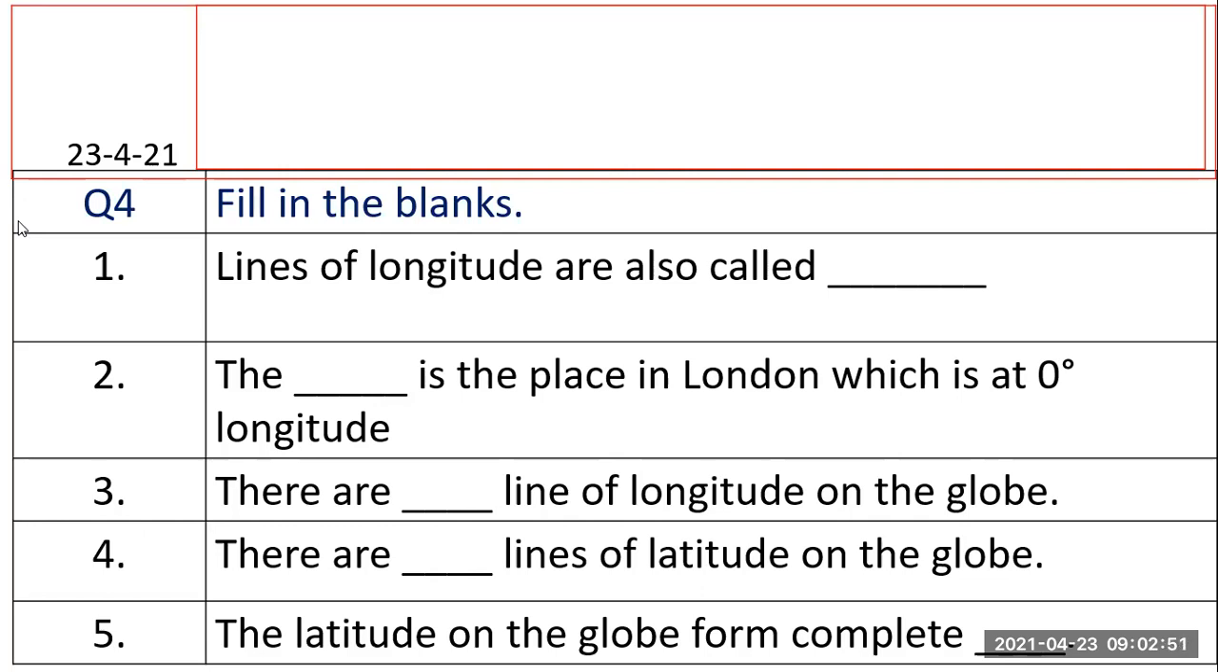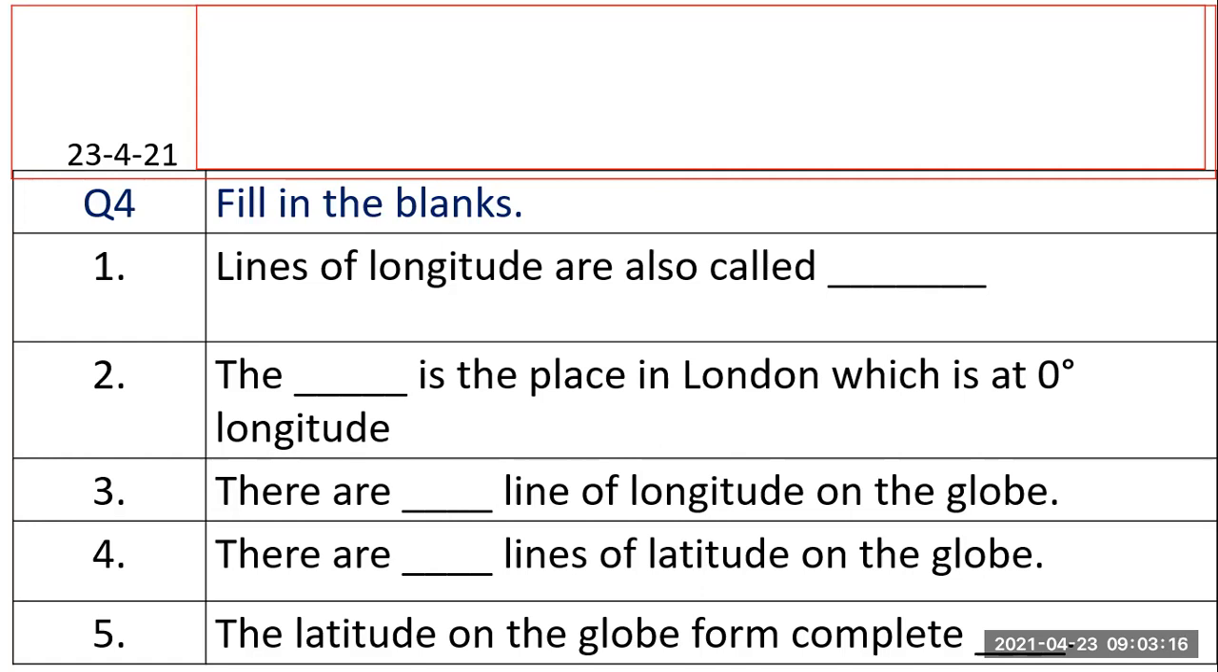In fill in the blank number 1, there is just one answer. The lines of longitude. Yes, two words, like that single word is composed of two words. That's another thing. You need to write the alternative name of lines of longitude in fill in the blank number 1. Fill in the blank number 2 is the dash is a place in London which is at 0° longitude.